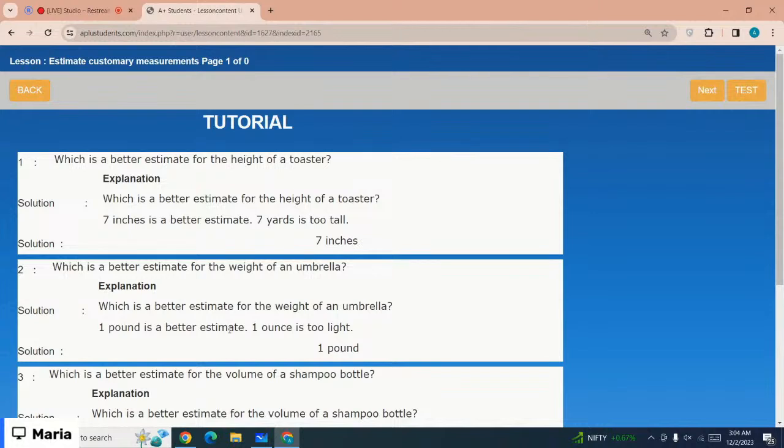Then the other example: which is a better estimate for the weight of an umbrella? You are given two options, 1 pound and 1 ounce. 1 pound equals 16 ounces, so 1 ounce is very little for the weight of an umbrella. That would be 1 pound, right? Let's start with the test questions.